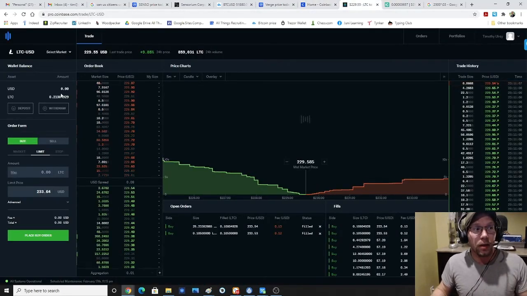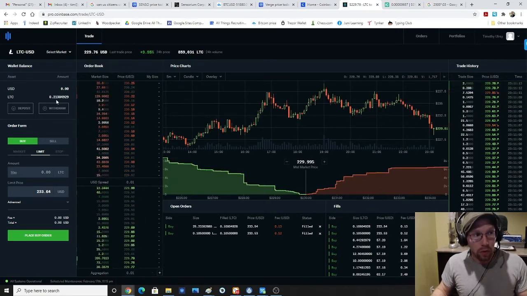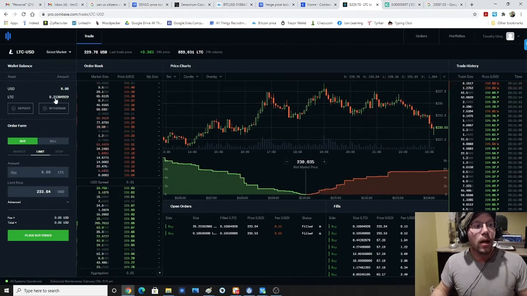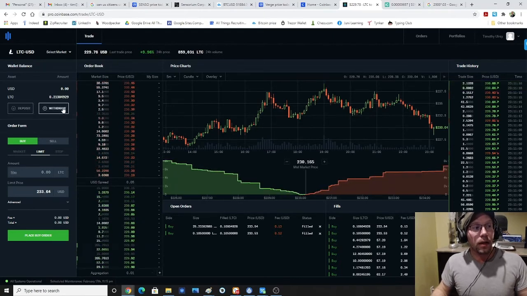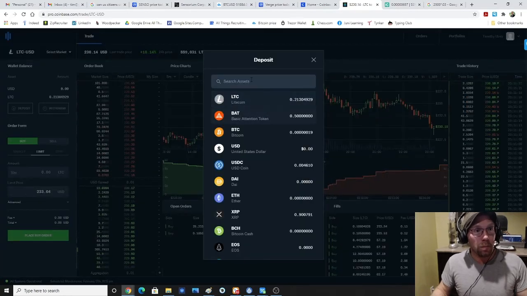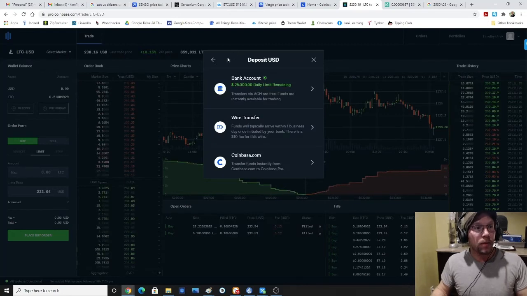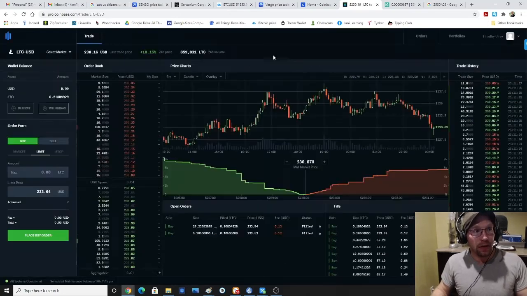It'll charge too much. Use pro.coinbase, deposit USD from your bank account, okay? And then pick the right pairing.